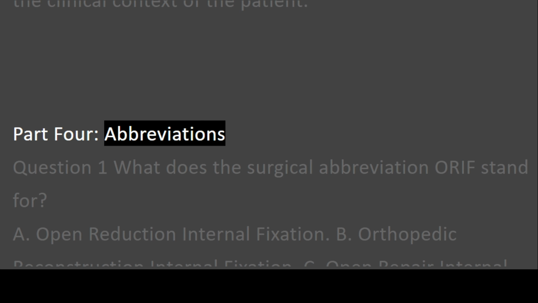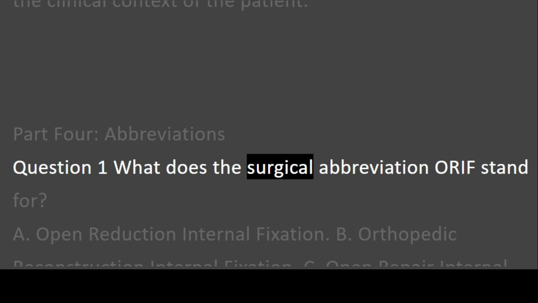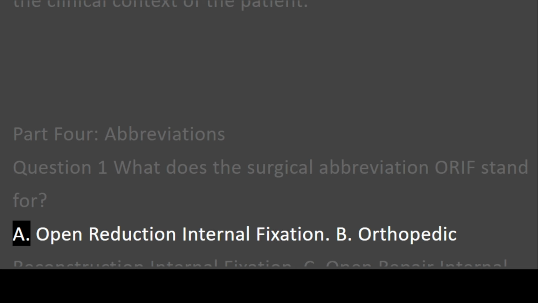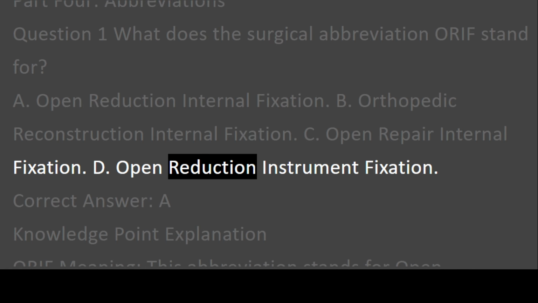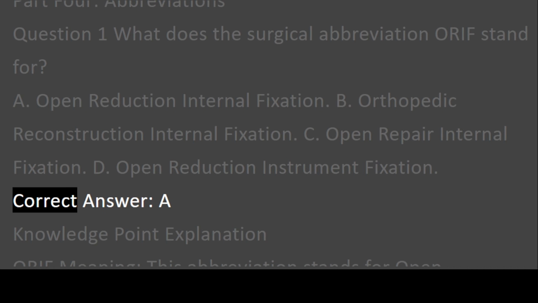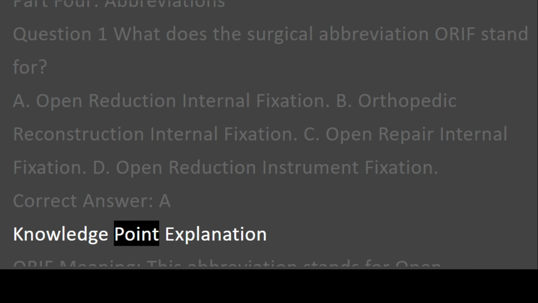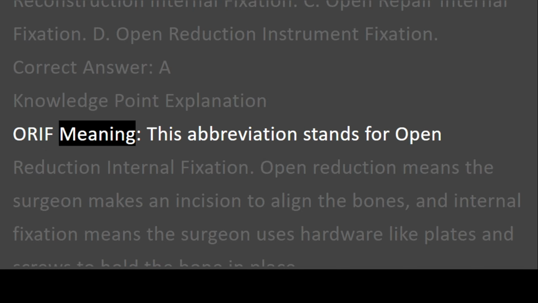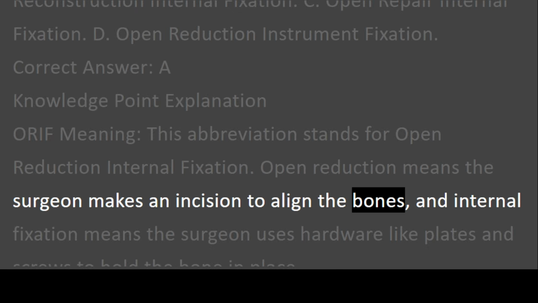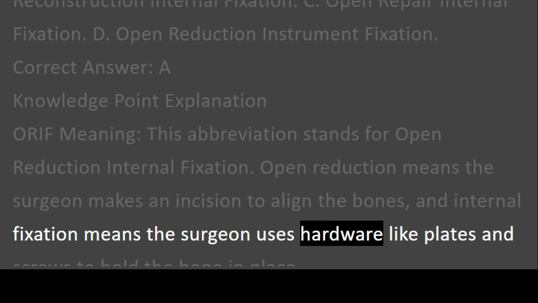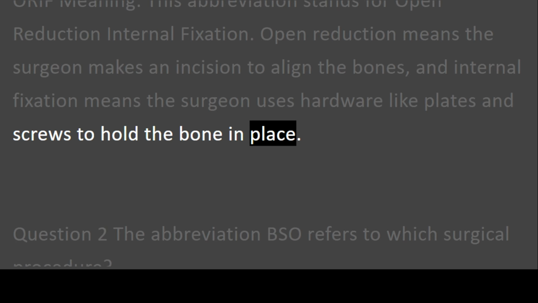Part 4, Abbreviations. Question 1. What does the surgical abbreviation ORIF stand for? A. Open reduction internal fixation. B. Orthopedic reconstruction internal fixation. C. Open repair internal fixation. D. Open reduction instrument fixation. Correct answer, A. Knowledge point explanation. ORIF meaning. This abbreviation stands for Open Reduction Internal Fixation. Open reduction means the surgeon makes an incision to align the bones, and internal fixation means the surgeon uses hardware like plates and screws to hold the bone in place.